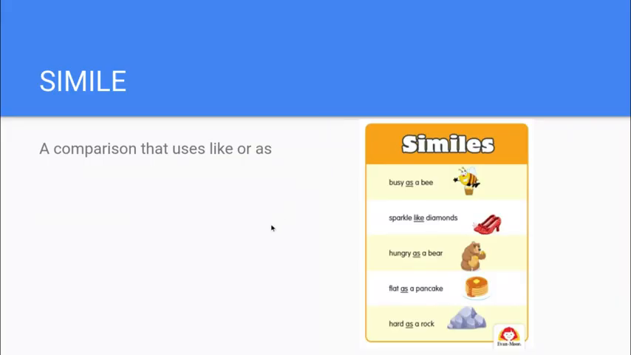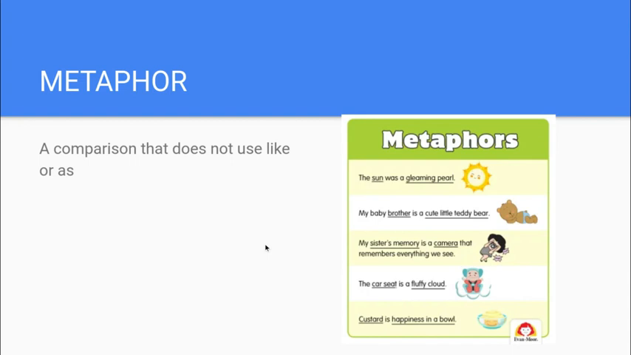Simile, probably a review, right? A comparison that uses like or as, right? It sparkles like a diamond. Metaphor, that is simile's cousin, a comparison that does not use like or as. So my baby brother is a cute little teddy bear, right? He's just cuddly and precious.